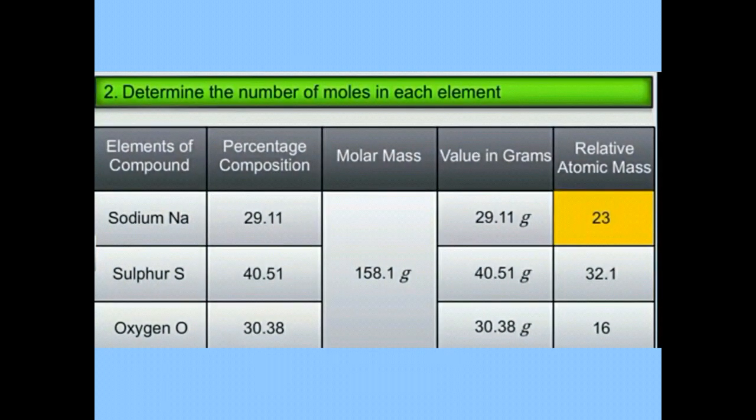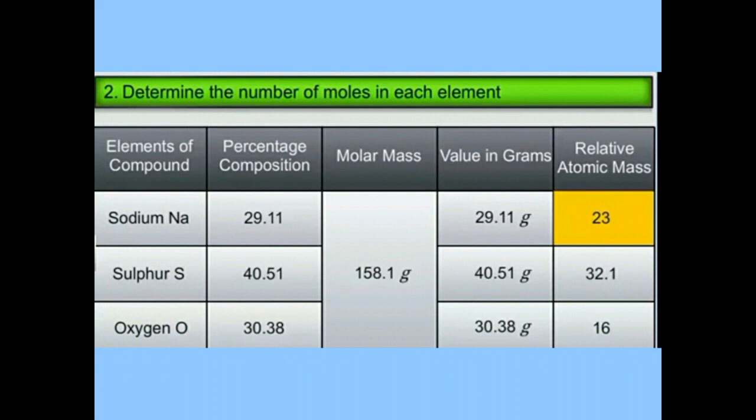Sodium, the value we have is 29.11 grams. The mass of sulfur is 40.51 grams and the mass of oxygen is 30.38 grams, and we know that the relative atomic mass of sodium is 23, sulfur is 32.1 and oxygen is 16. As I have told you earlier also, कि ये सारे masses आपको questions करते करते याद हो जाएंगे और कई बार ये most of the times exam में given भी होते हैं, so there is no need to worry about that.